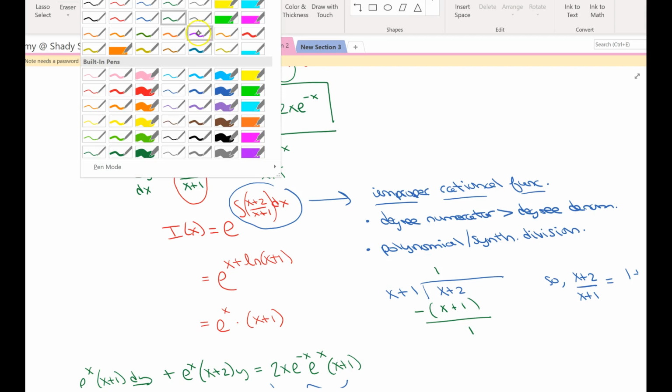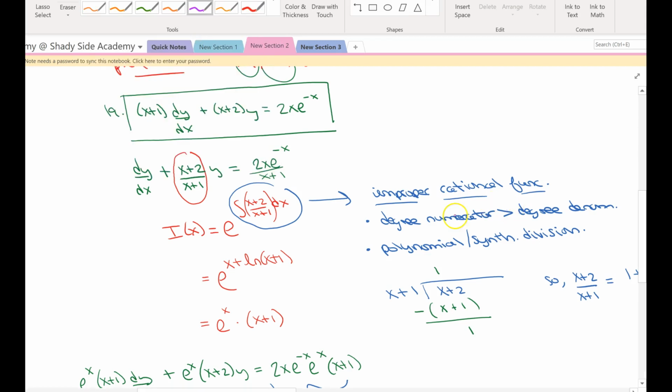A little bit of a refresher here. An improper rational function is a rational expression, I'd say. It's not a function. An improper rational expression is one where the degree of the numerator is greater than or equal to the degree of the denominator. I lost the equal sign my first time through. And when you have an improper rational function as an integrand of an indefinite integral, a very helpful and commonly used technique is polynomial or synthetic division.